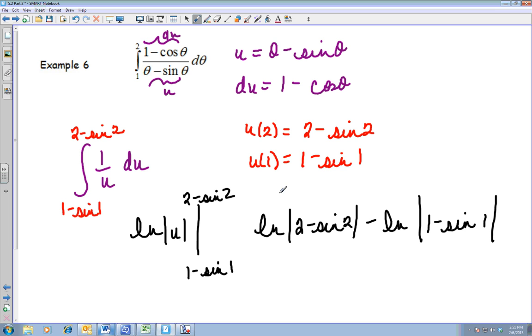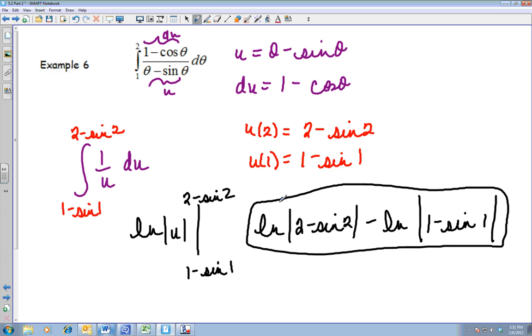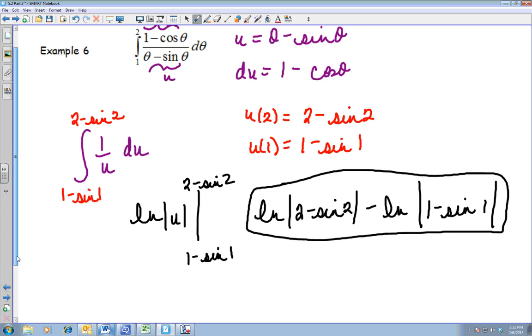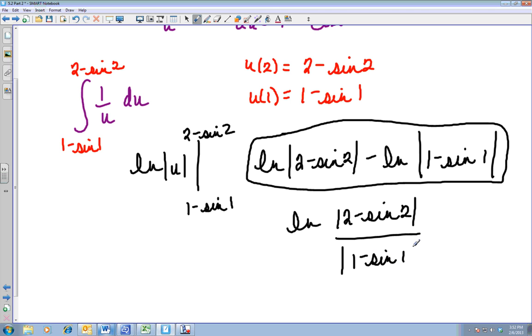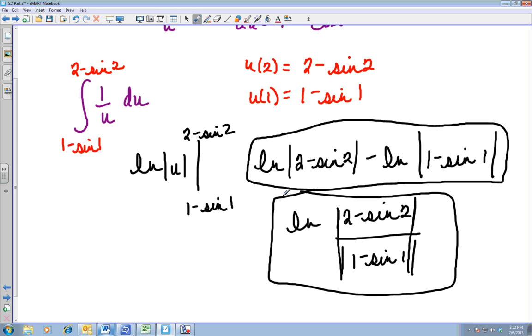You can leave it just like this, or we know that using properties of logarithms, a subtraction problem is really division. So I could write it as a single logarithm, natural log of 2 minus sine 2 divided by 1 minus sine 1. Those are absolute values. I could just put it like that, absolute value. So either one of those would be okay.